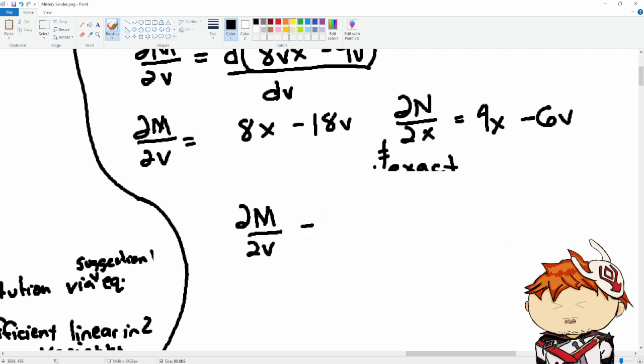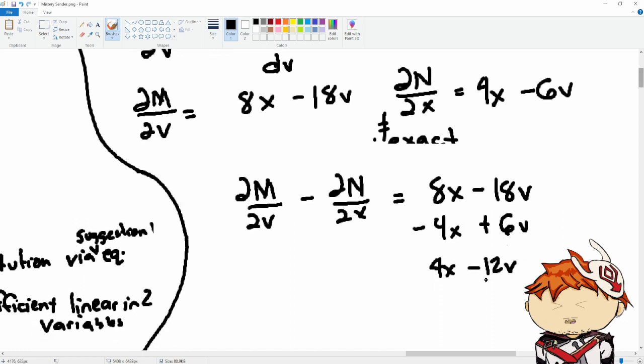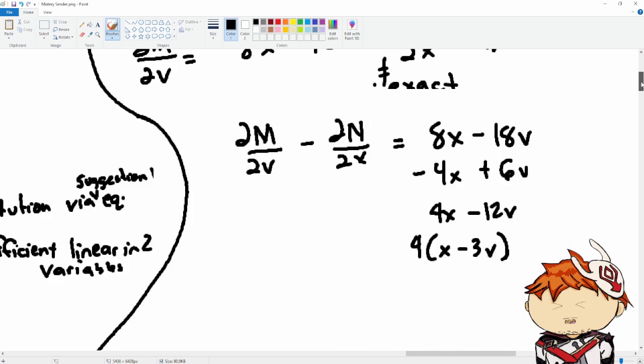But anyways, words of wisdom. Anyways, n of x over, let's subtract the two differentials first, right? So 8x minus 18b minus 4x plus 6b. So this will become 4x minus 12b, and that will become 4x minus 3b, which is this one. So this is n, right?